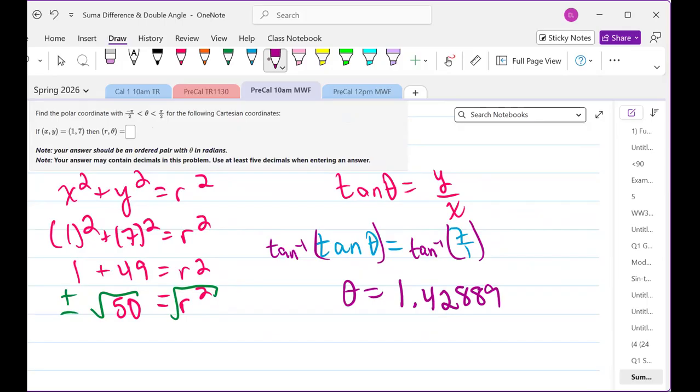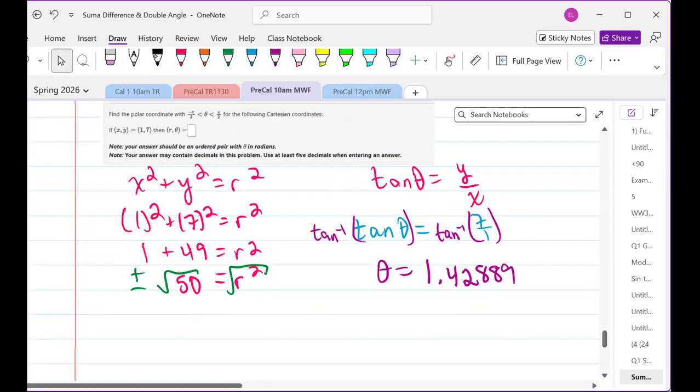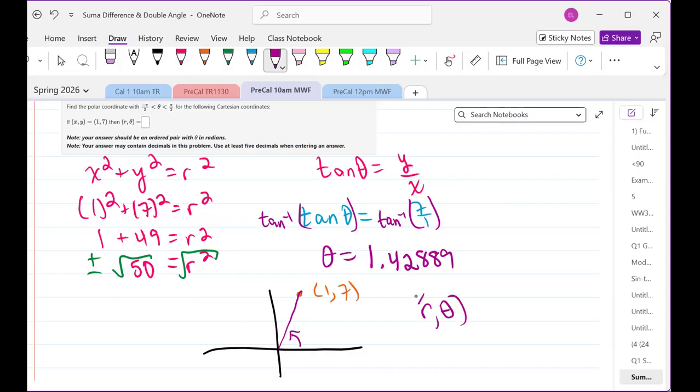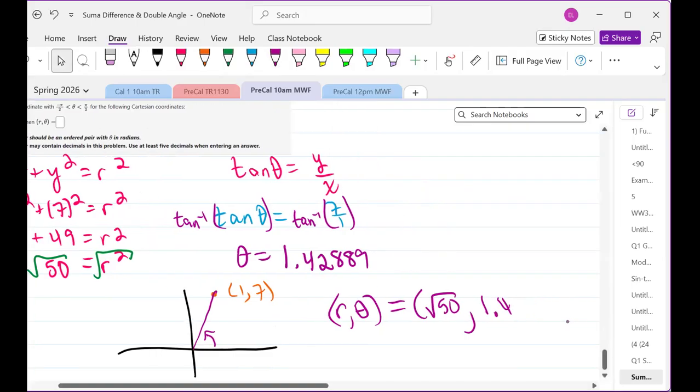Well, we have to pick if we want the positive or the negative radius. So this is where we actually look at the ordered pair. The point is 1, 7. So that is a quadrant 1 point. So our theta is positive, so that's already looking in quadrant 1. So we're going to use the positive radius, because we want to go forwards from that angle location. So it'll be positive square root 50, comma 1.42889.